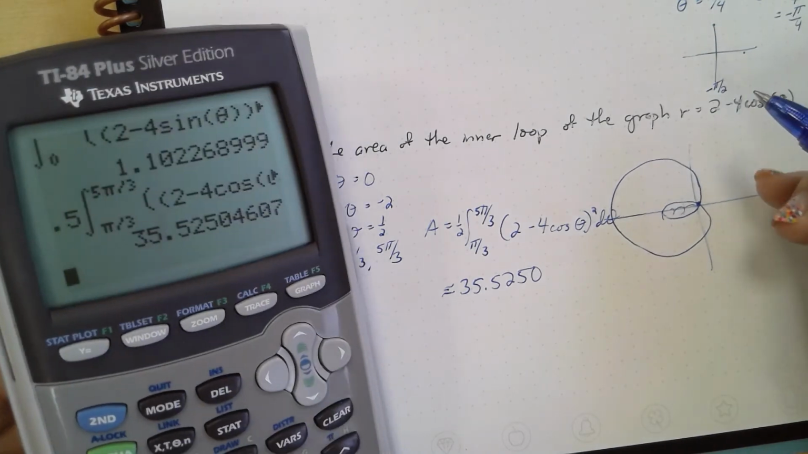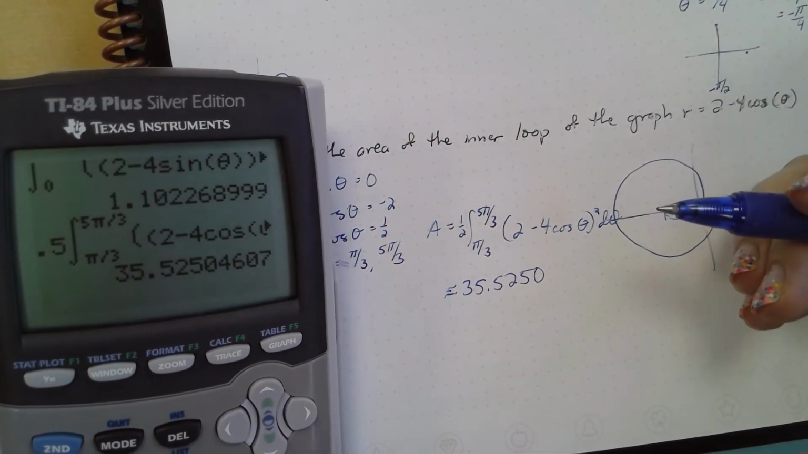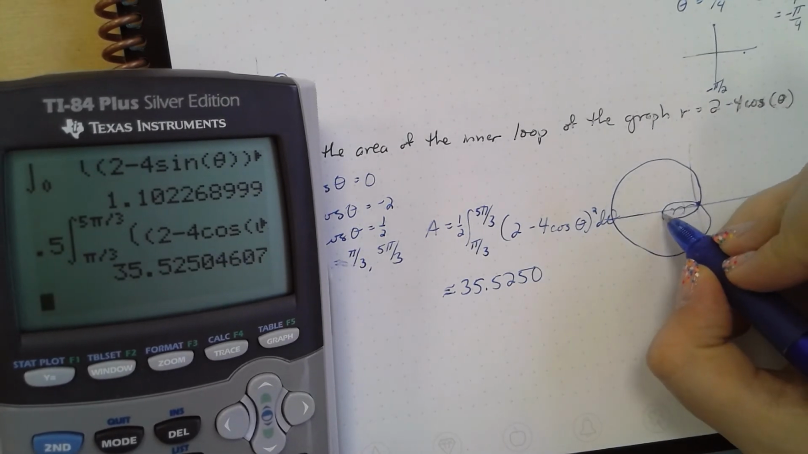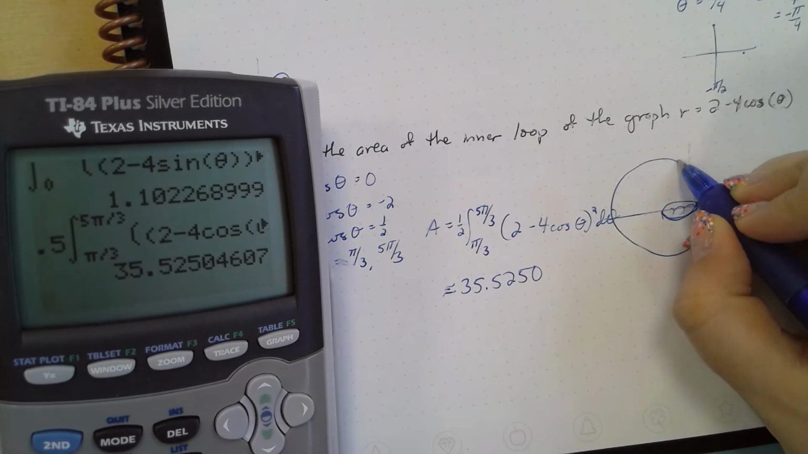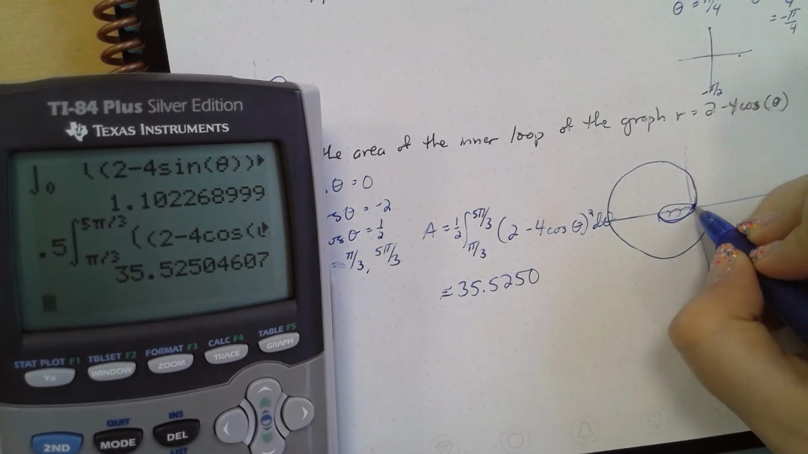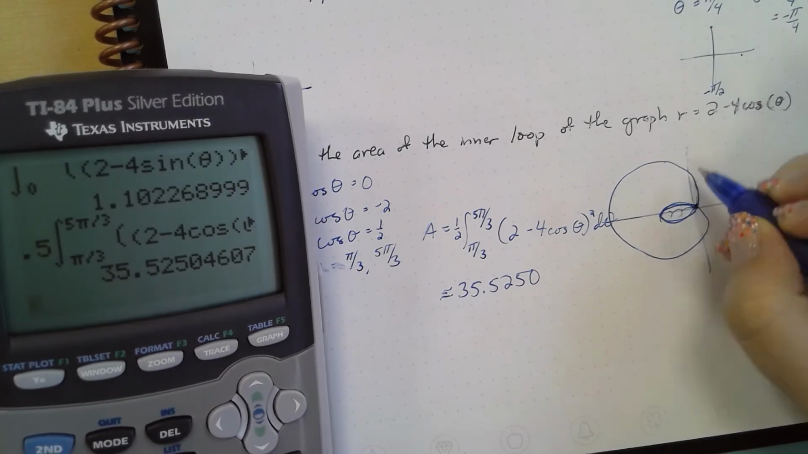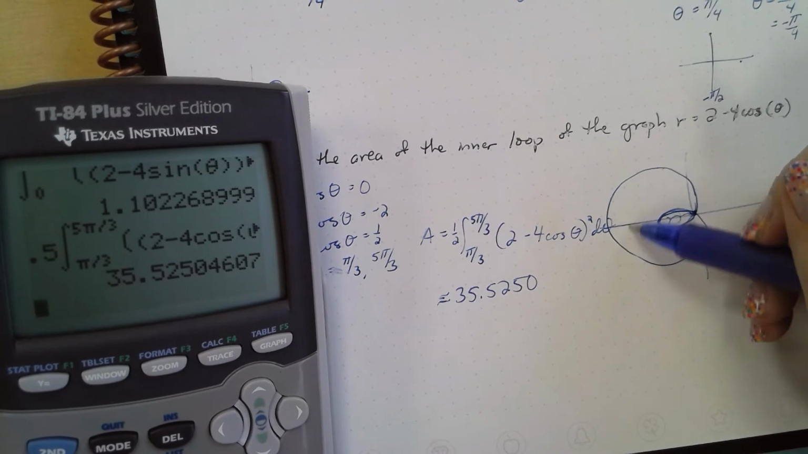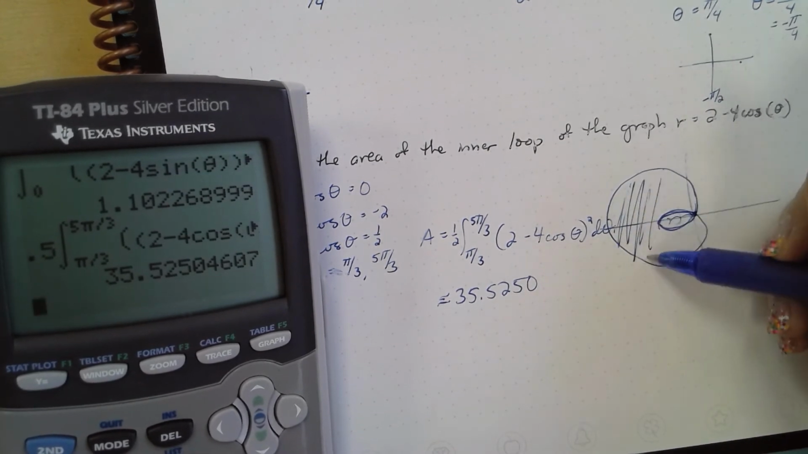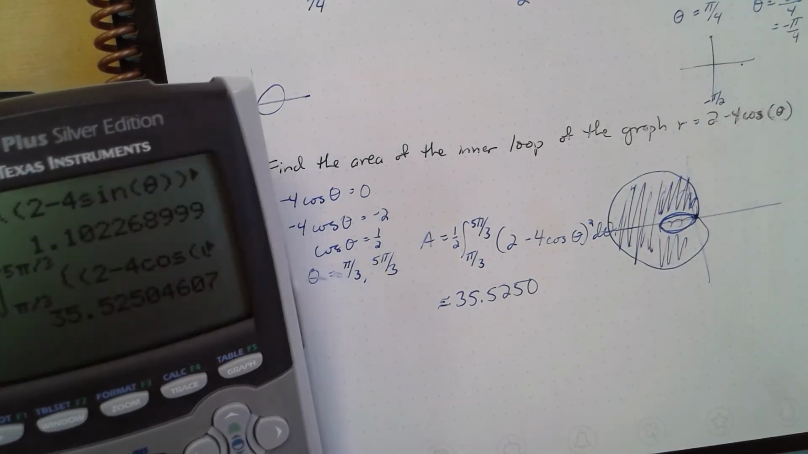So it's about 35.5250. Now, as I'm seeing that number, I'm realizing that that's pretty large, and I think what happened is that I graph at 0 here to pi over 3, and then I come around to 5 pi over 3 to here. So I didn't actually find that area. I found the larger loop. So I'm going to leave that content there just because it's a good example of the area problem.